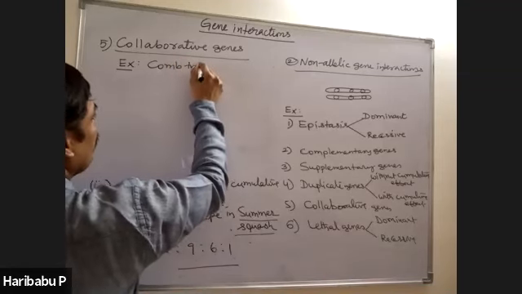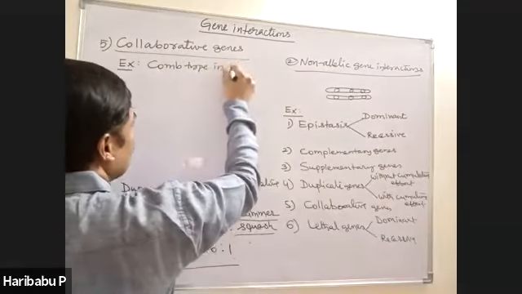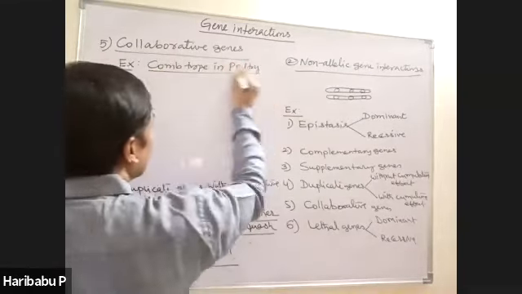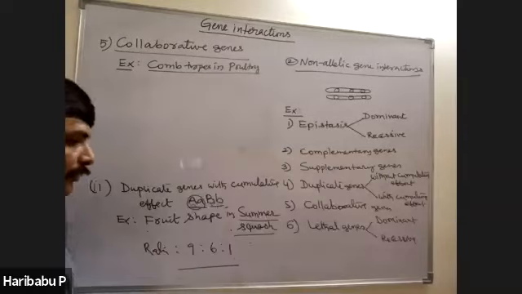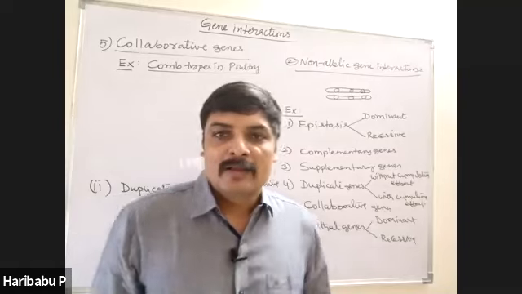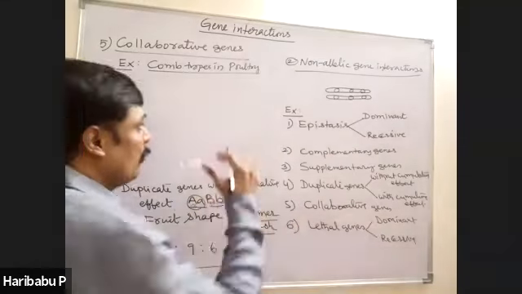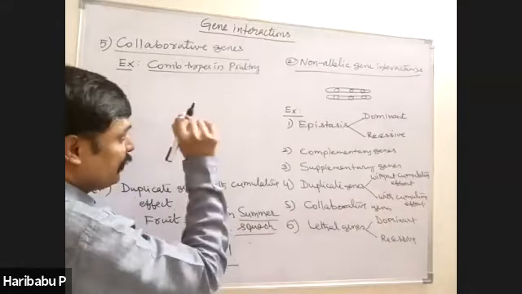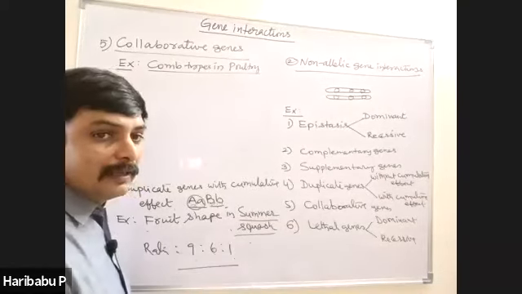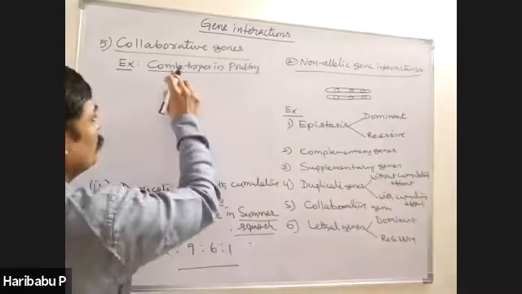Comb types in poultry birds. Comb types in poultry is an example for collaborative genes. What is a comb? On the head of the bird, there is a red colored structure that is called comb.